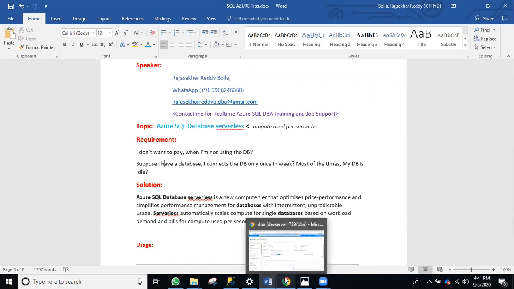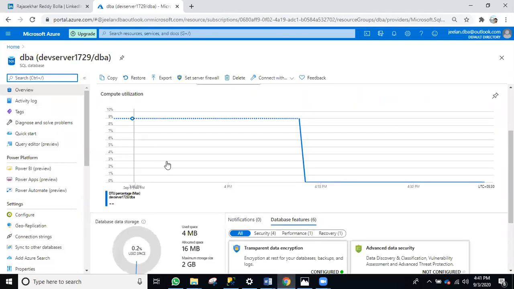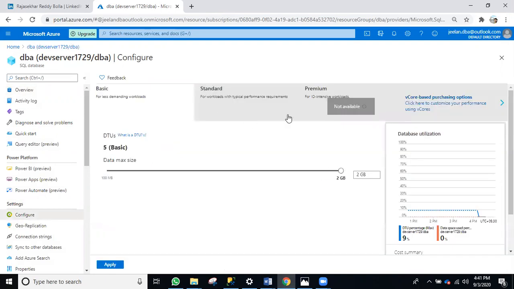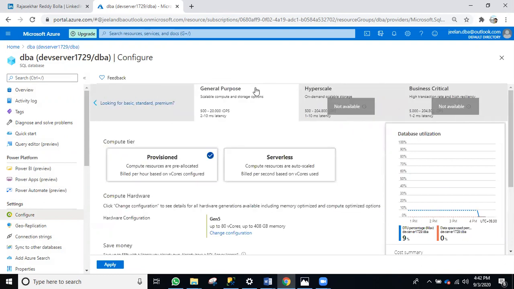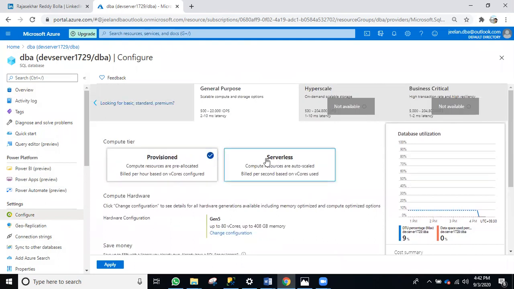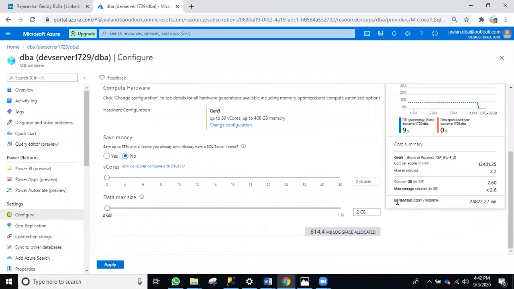Let me show you. Here we have a database, and let's assume I rarely connect to it. Click over here. See, it's in the vCore General Purpose model. In General Purpose, again, two models are there: provisioned and serverless. In provisioned, you need to pay a fixed amount per month, whether you use it or not. Right now, I'm using two vCores for 2 GB.